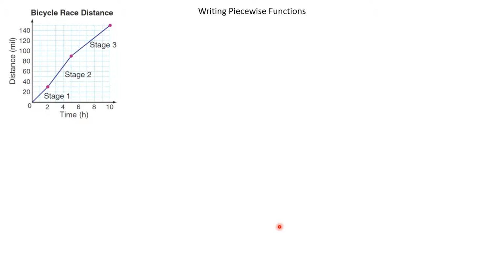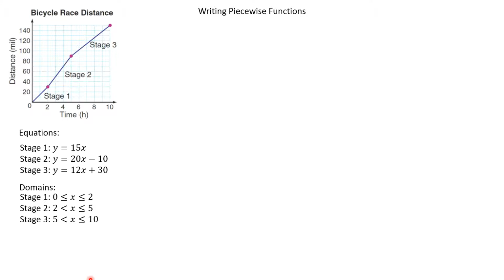And the nice thing is that we've already done, I want to say most of the work. We've already done all of the work. So let's pull our equations back up. We have y equals 15x, y equals 20x minus 10, y equals 12x plus 30, and our domains. And then, when we write a piecewise function, we're going to have y equals, or most likely f of x equals. Then we're going to get a big one of those squiggly brackets. And then in here, we're going to get our equations.